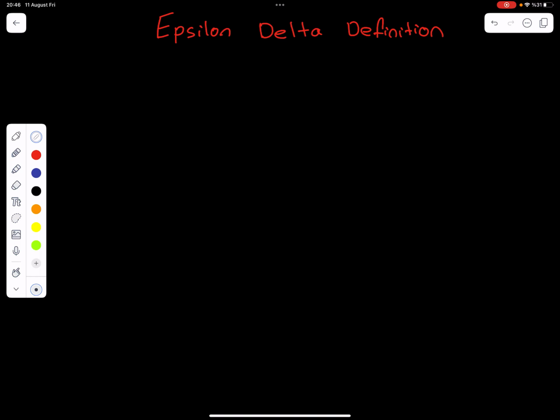Today I want to show you the Epsilon-Delta definition. The definition is fairly simple to write, but a bit hard to understand.